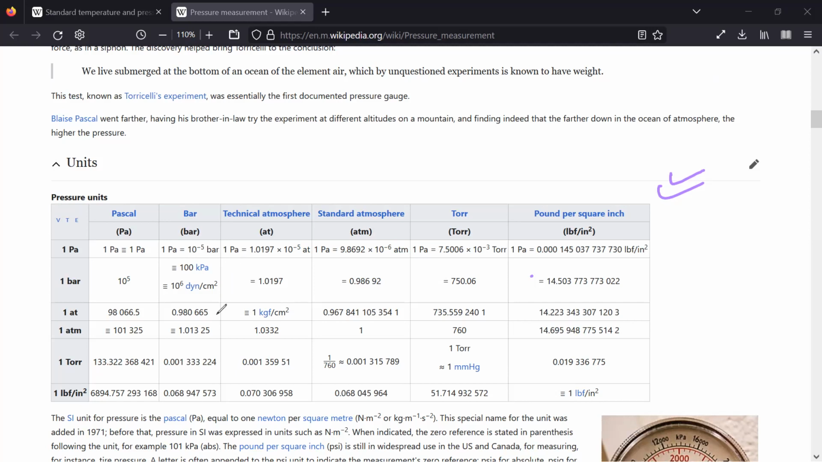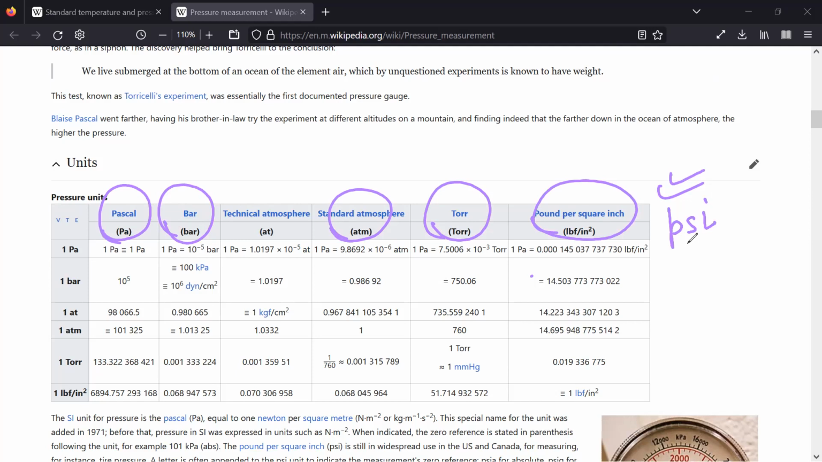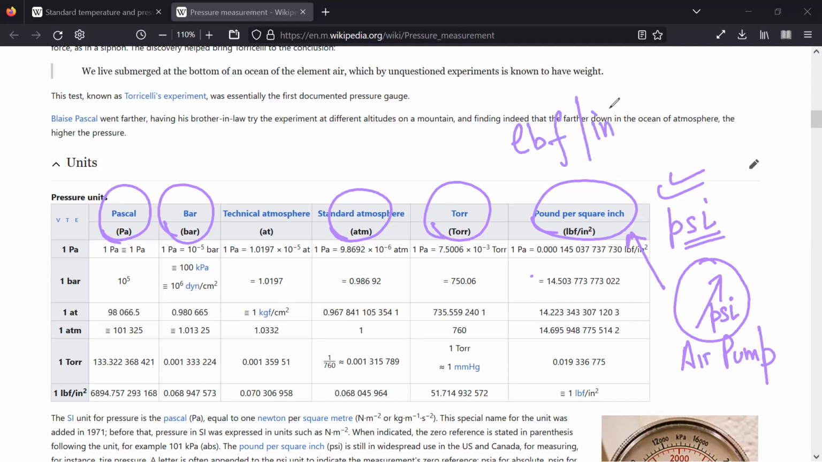Another thing that you will see is the units of pressure: Pascal, bar, atmosphere, torr, and this is what is called PSI, pound per square inch. Usually you will see this the next time you go to the petrol pump and see the car air being inflated. When you look at the meter on the air pump, have you ever seen the air pump? Usually you will see the unit PSI written. So PSI implies pound per square inch. LB is pound, so pound force per square inch to be exact. Is that understood?